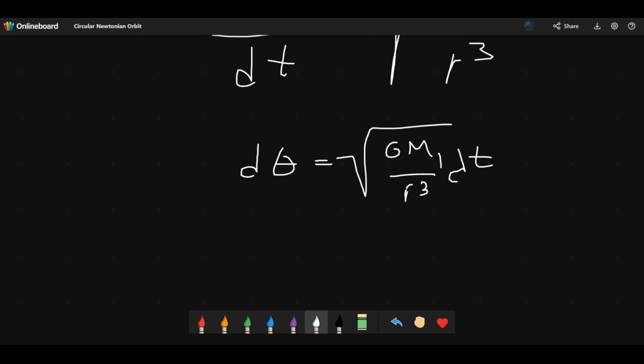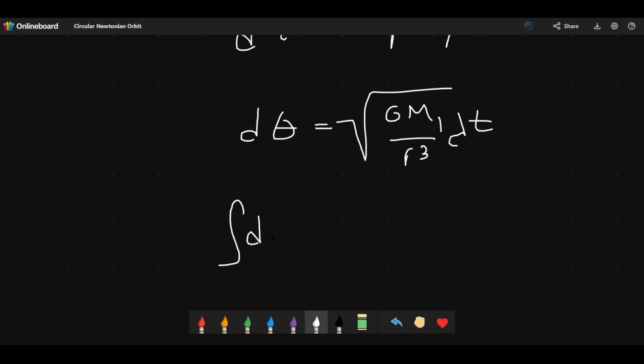And now we've separated the variables and we can integrate both sides, like this. D theta equals root of G m1 over r cubed dt.